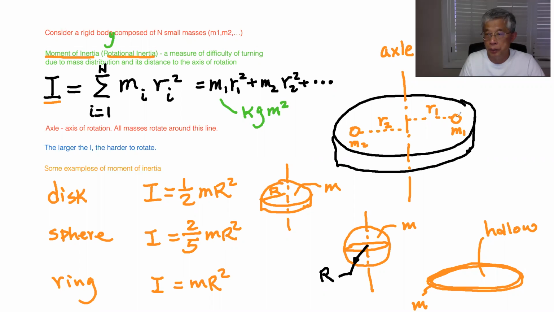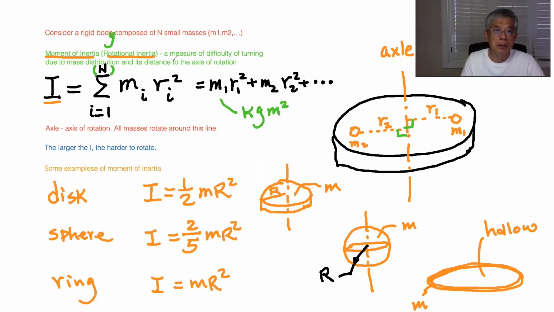You look at m1, you look at the distance from m1 to this axle, and then you take r1 squared times m1. Then you add m2, where r2 is the distance from m2 to the axle, and that will be m2 r2 squared. And you keep doing that for all n particles. When you add them all together, that's called the moment of inertia.